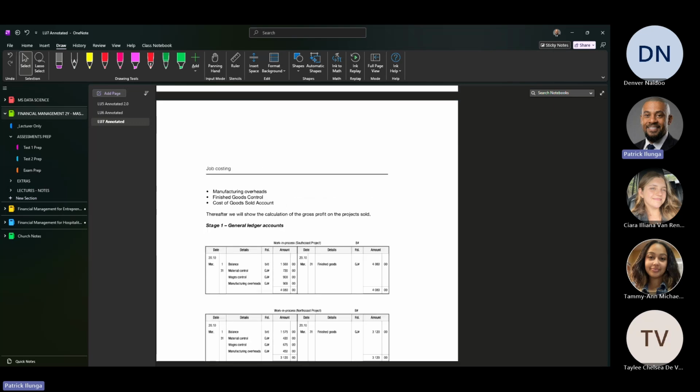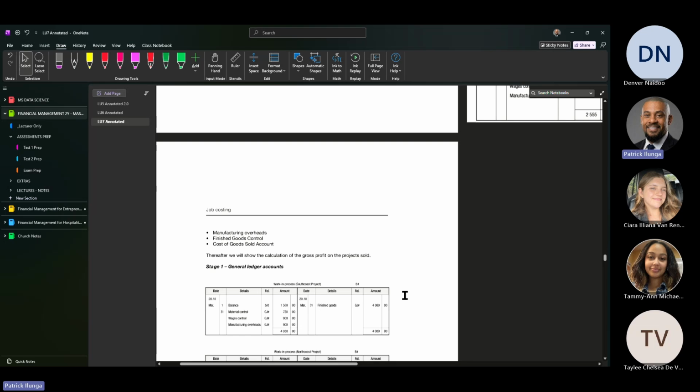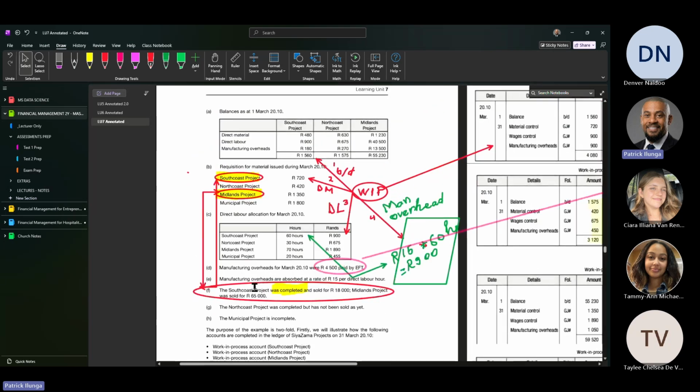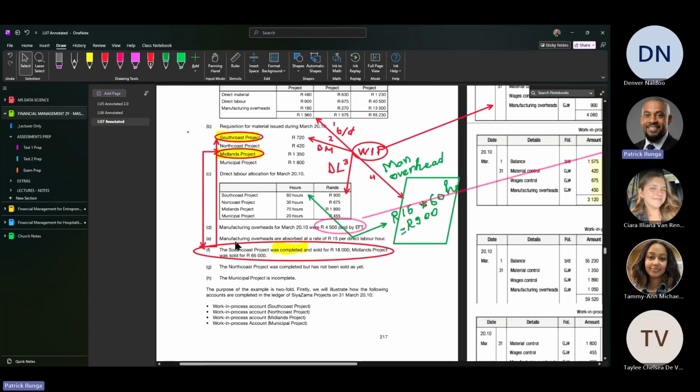So that's the reason why I would like to look, for example, at the absorption rate quickly just here, because the absorption rate is given to you here. The manufacturing overhead is absorbed at a rate of what? Of 15 Rand per direct labor hour. 15 Rand per direct labor hour.